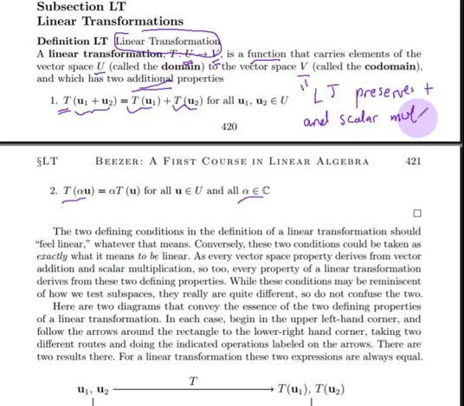So what do we mean by preserves? It basically means we can add before we take the linear transformation, or we can add after we take the linear transformation. We basically get the same result. Same thing with scalar multiples. We can scalar multiply the vector before we take the linear transformation, or we can scalar multiply after, and we get the same result.